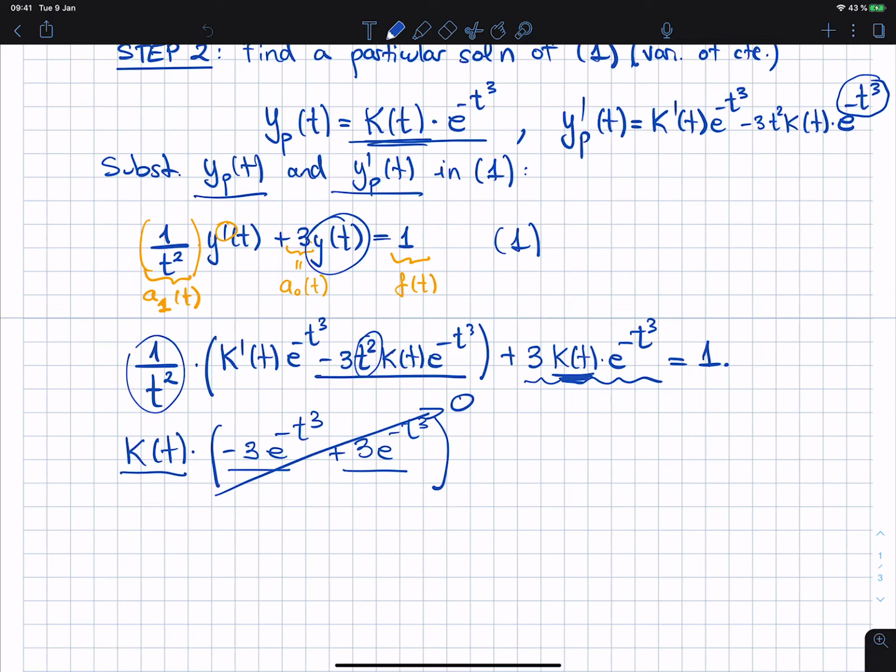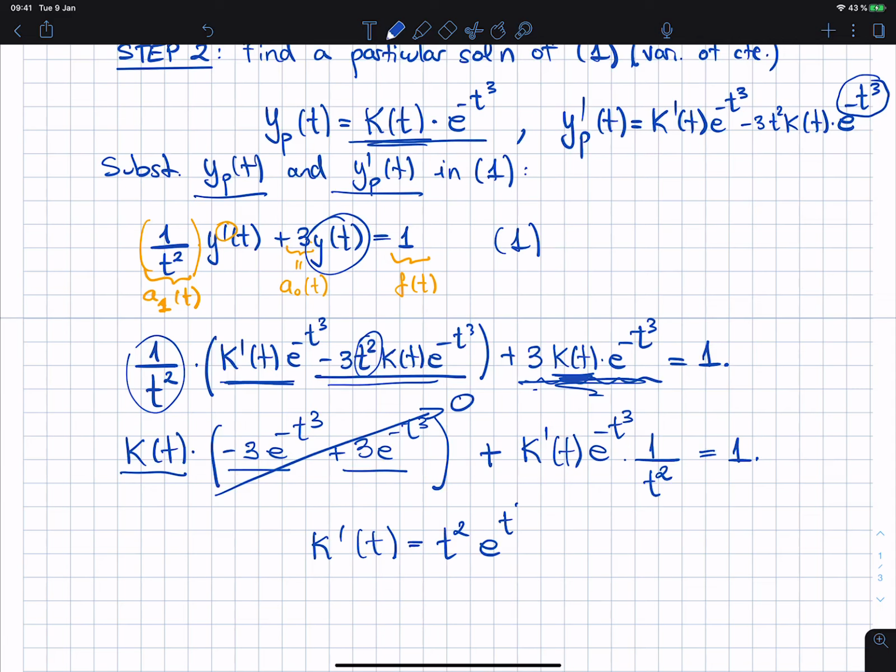Okay, let's proceed. I already used this term, so this is the only one left. And this term is k prime(t) times the exponential of minus t cubed, multiplied by 1 over t squared, and this should be equal to 1. So from here I can isolate k prime(t), and k prime(t) is equal to t squared times the exponential of t to the power 3.